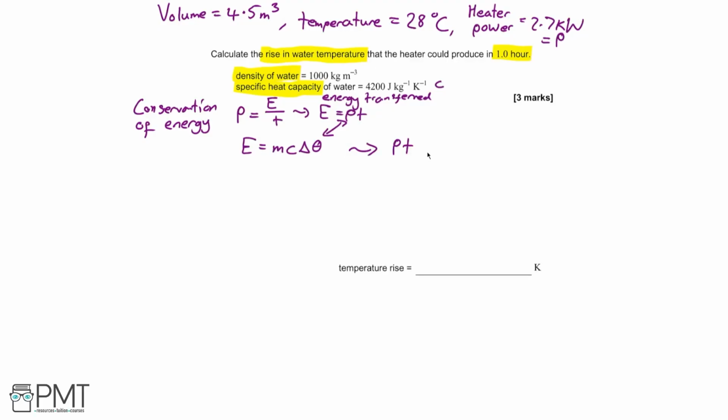Therefore, we have that PT, the power of the heater multiplied by the time that that power is applied for, is equal to M times C times delta theta. So far, we know that we have the time as 1 hour, we have the power as 2.7 kilowatts, and we have the specific heat capacity C. However, at this point, we don't know the mass.